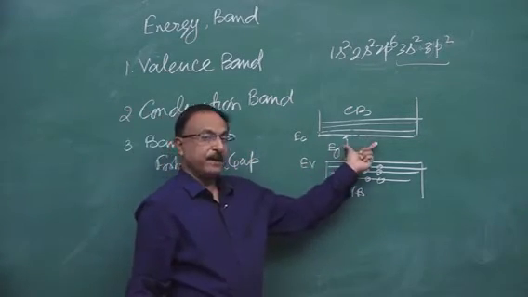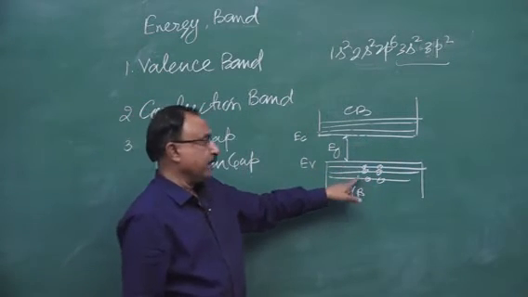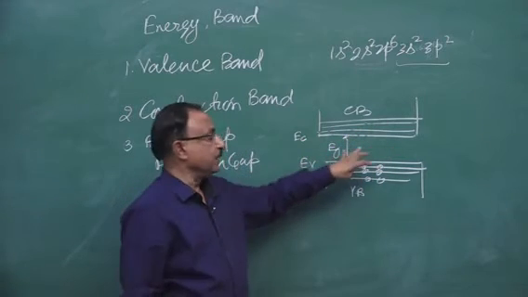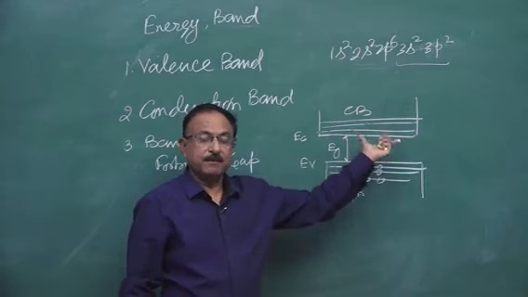Why do we call it the forbidden gap? Because an electron cannot exist in this gap. It will be either in the valence band or in the conduction band. They have no permission to stay in this difference, in this gap between the conduction band and the valence band.